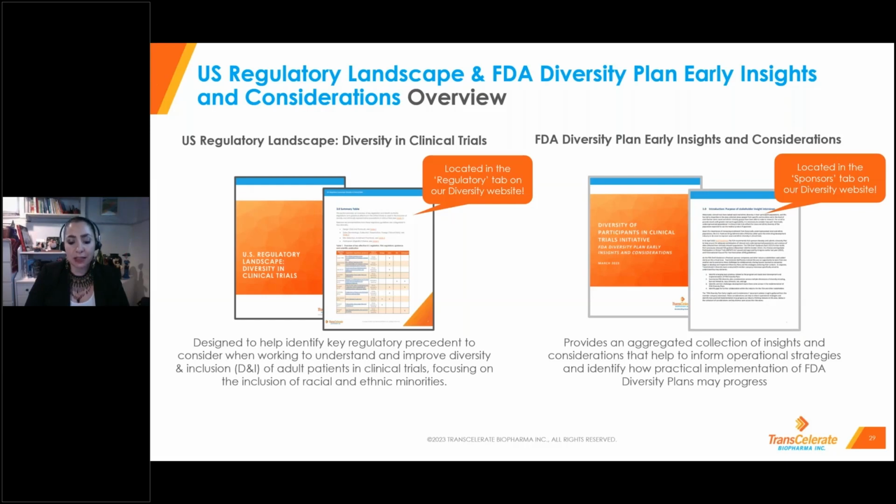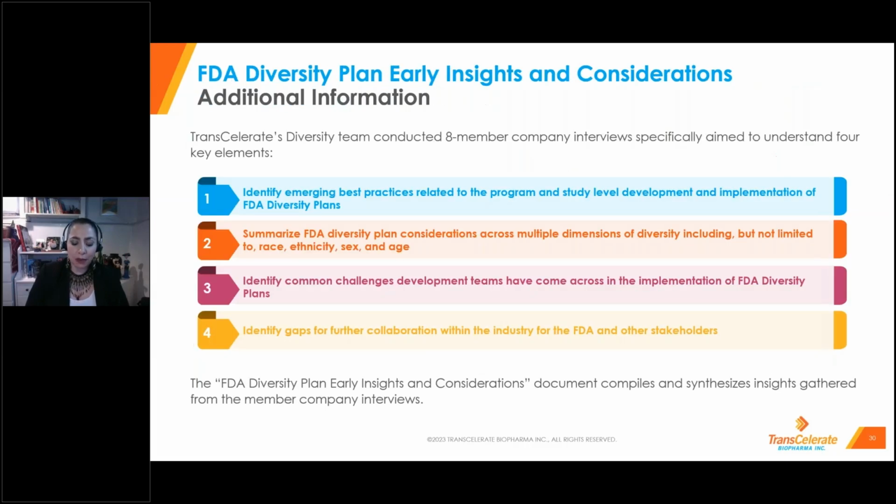And you can find it in the tab on the regulatory on the diversity website. And what it does, it just helps to understand what is the precedent and the considerations when working on improving clinical trial diversity. And the one that focuses on the diversity plan early insights and considerations is also very interesting and important for us. I will speak more into detail on the next slide, please.